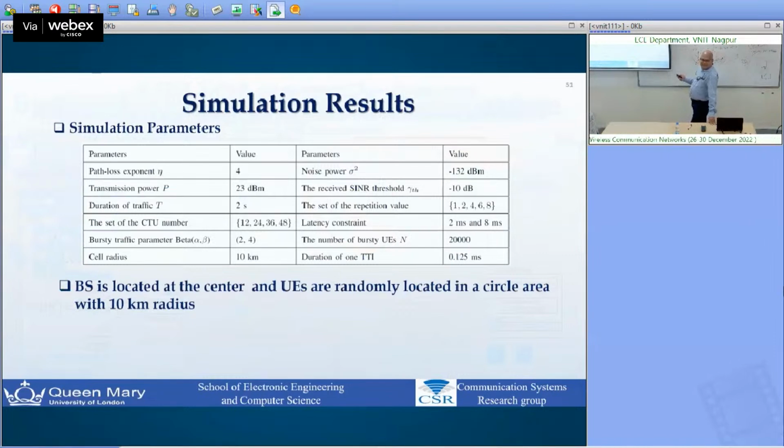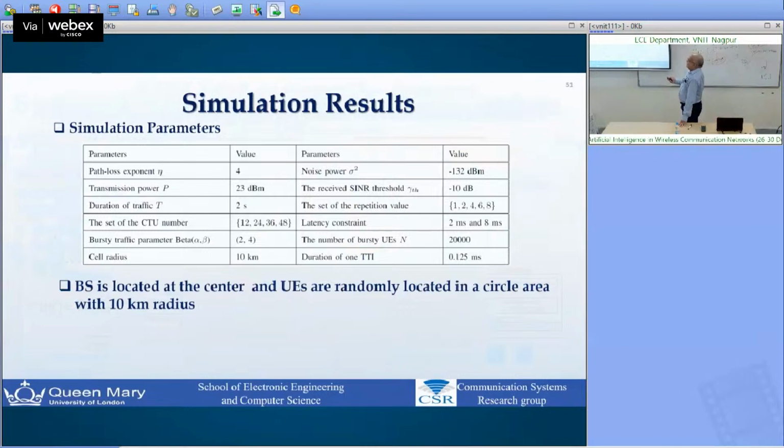So we consider burst traffic. So here, 20,000 user equipment. Transmission time interval 0.125 millisecond. So traffic we model for 2 seconds. So 2 seconds divided by 0.125 millisecond time slots, every TTI, transmission time 0.125. Therefore you can find how many TTI. So that is 2000 millisecond divided by 0.125 millisecond.